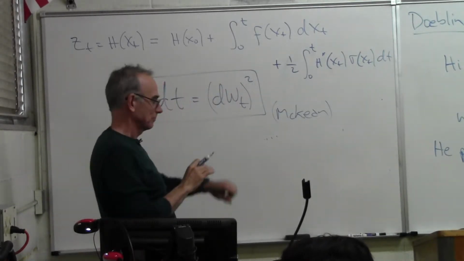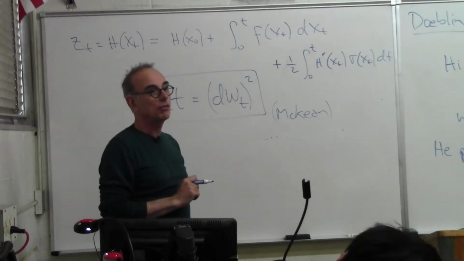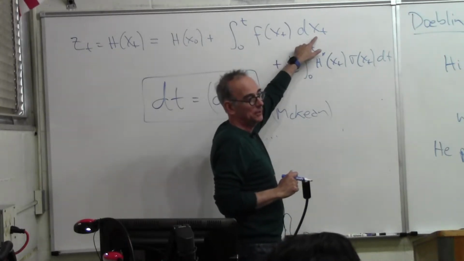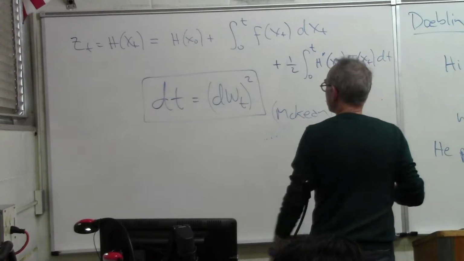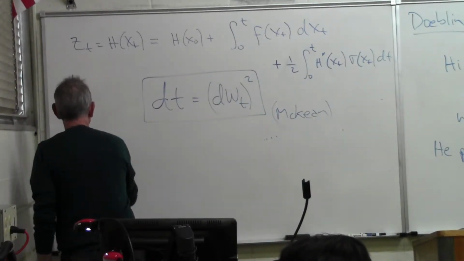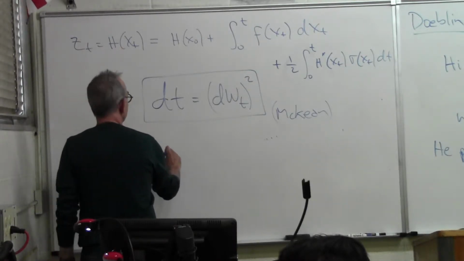All right? Okay, so we've got a few minutes. Yeah, so this is really like mad. I mean, what are we talking about here? We've got to bring this back to something a little more concrete. What this really means is, what do I mean by the integral from 0 to t of f of xt dxt?